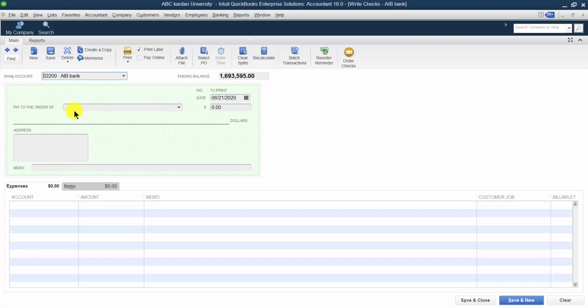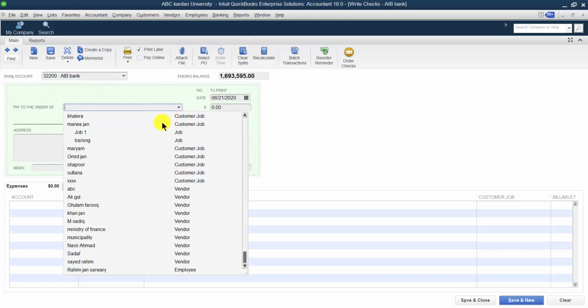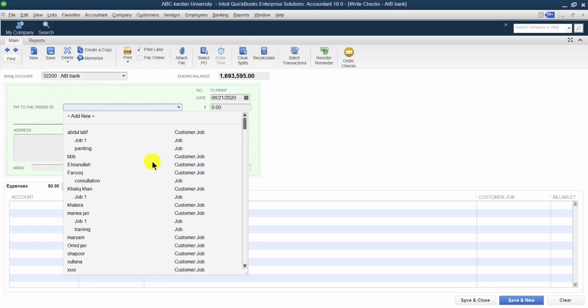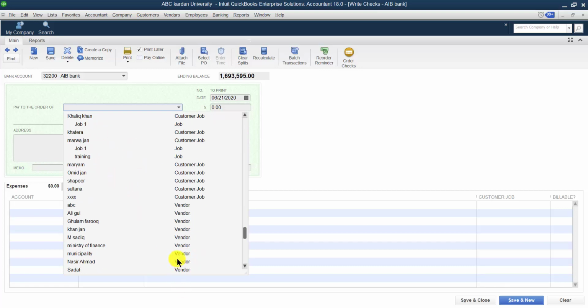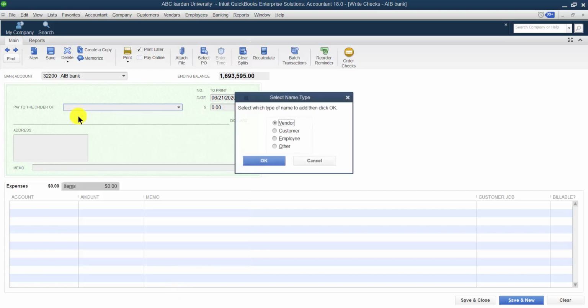Next one is pay to the order of. Pay to the order of means to whom we want to make a payment. To anyone you want to make a payment, you can select his name, right? Usually, of course, we make a payment for the vendors. You can make a payment to the vendors, to the employees, sometimes, due to some requirement, we can pay to the customers, or otherwise, for example, to the owner of the business. If you want, you can make a payment. Although the name of the owner of the business is not available here, when you click on add new, you can find four groups: vendors, customers, employees, and others.